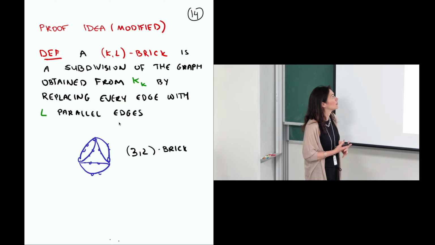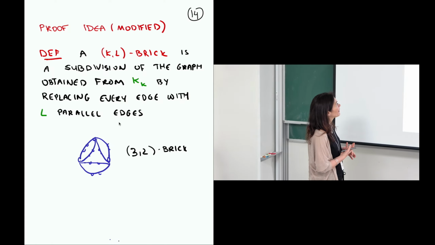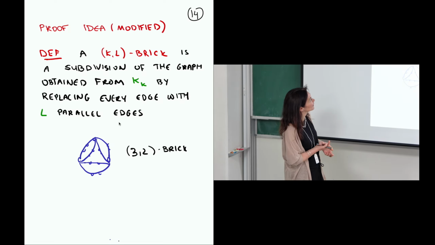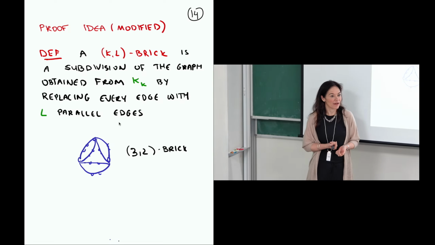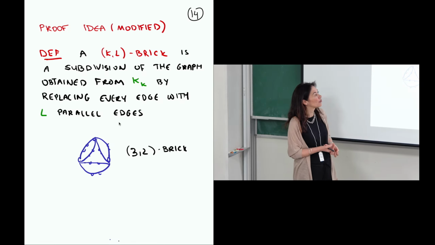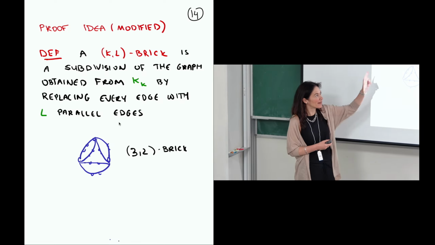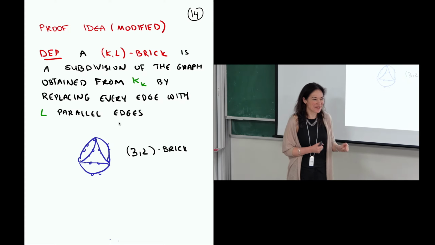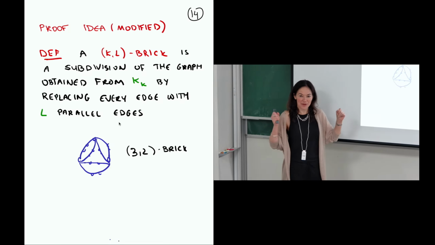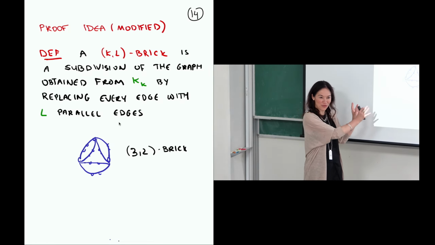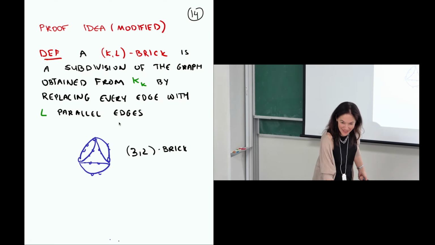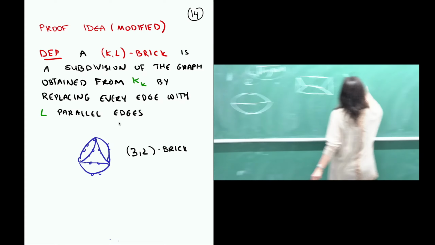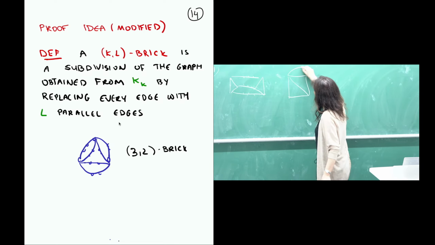Okay, so a KL brick is you take a complete graph on K vertices and you replace every edge by L parallel edges. I realize it's a bad name because brick already means something else. I haven't thought of a better name yet. So it's not the bricks you know, it's something completely ad hoc for this talk. And if somebody has a better name which describes this graph nicely.